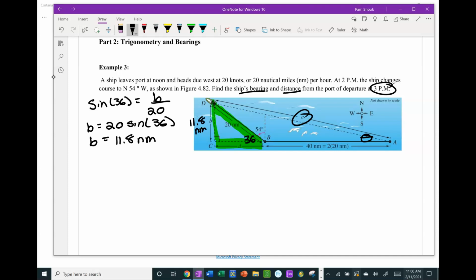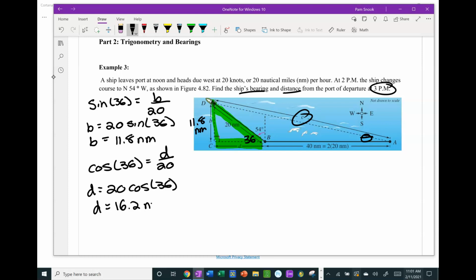And I just want to mention, as you're doing a problem like this, it's very helpful to have a picture and very helpful to keep marking and labeling your picture. All right, now let's get little d. I'm going to use the same triangle, but this time d is on the adjacent side, so I'm going to use cosine. So cosine of 36 equals d over 20. So d is 20 nautical miles times the cosine of 36. 20 times cosine 36. Punch that in your calculator. And I got 16.2 nautical miles.